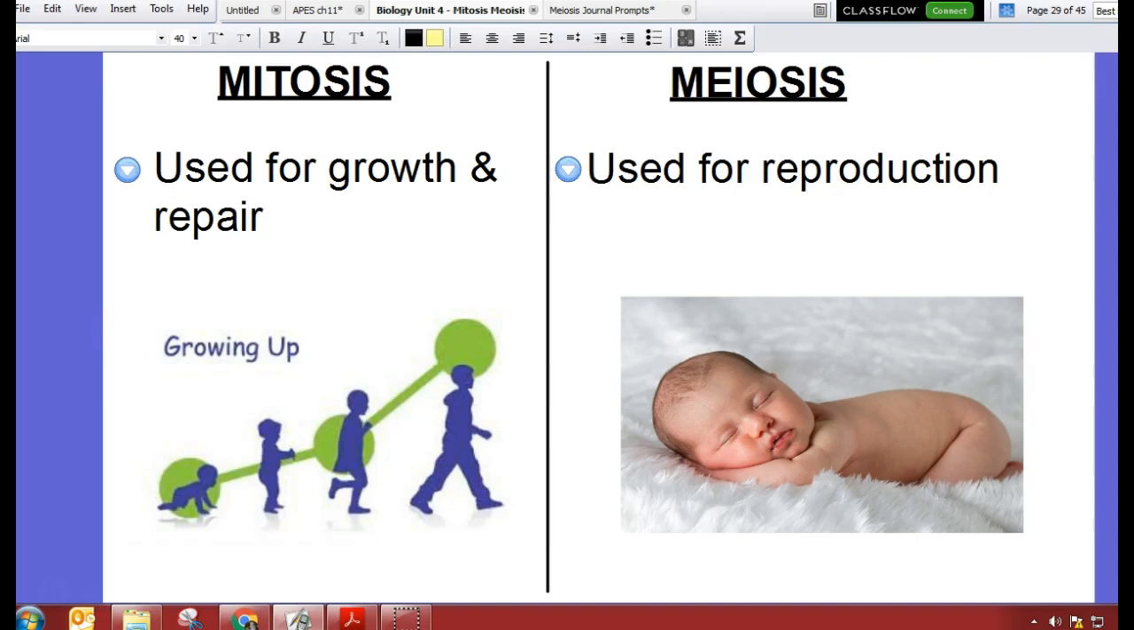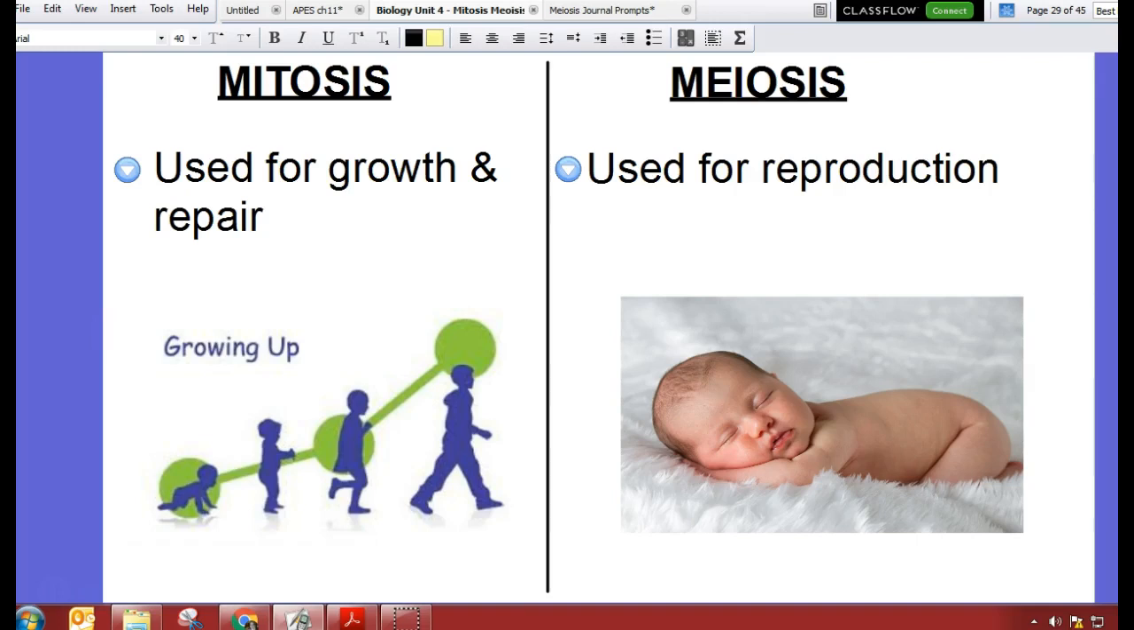If you get a cut or a wound or a scrape or you break a bone, we can have cells divide through mitosis in order to make new cells and heal that. And then meiosis is used for reproduction. Now, not all organisms are going to go through reproduction using meiosis. Some organisms can just make a clone of themselves, okay? They don't go through sexual reproduction.